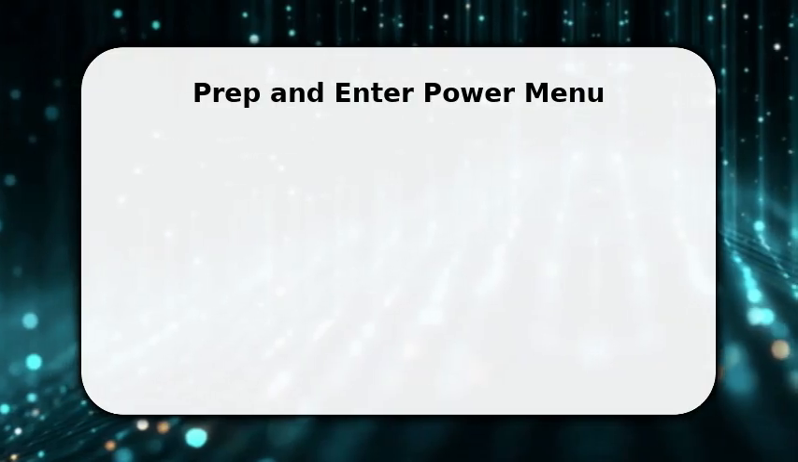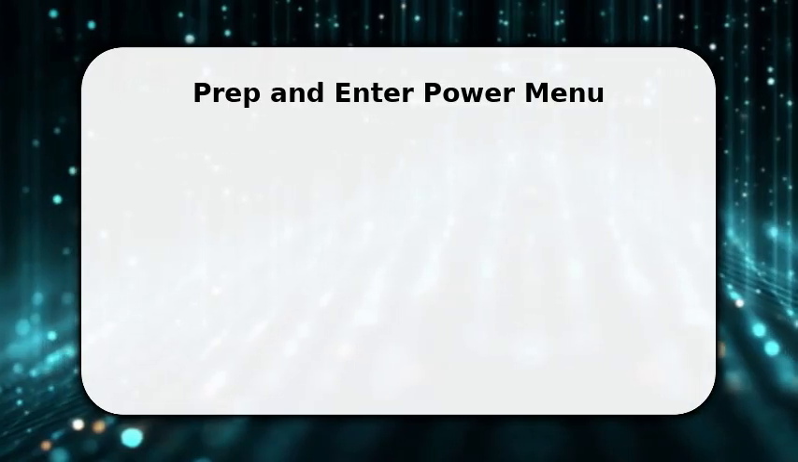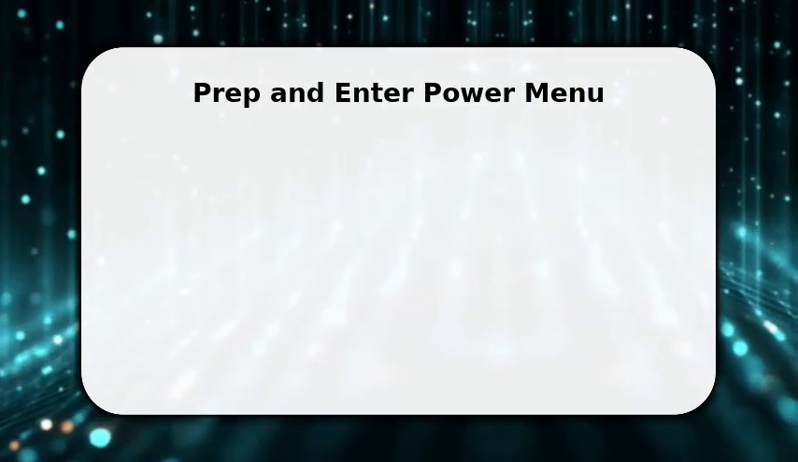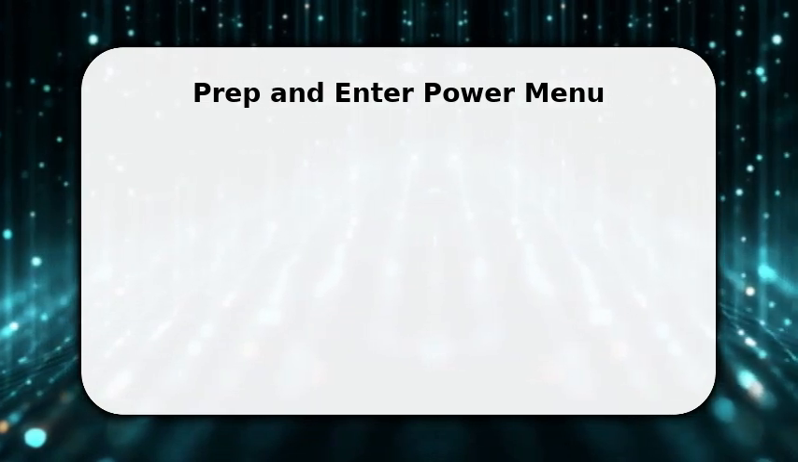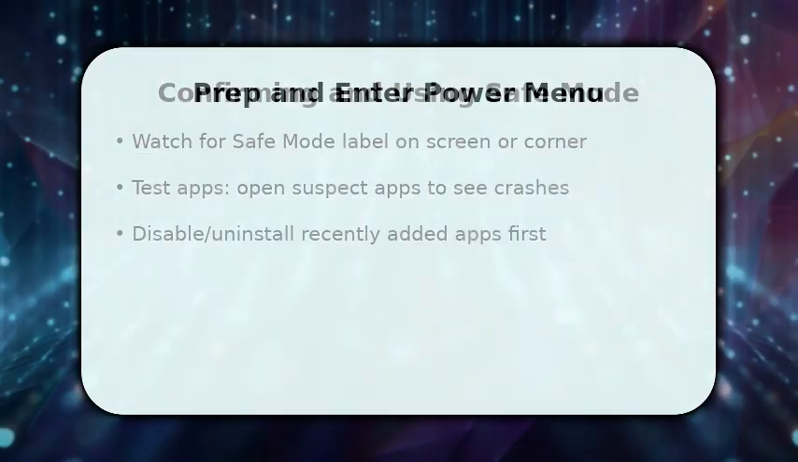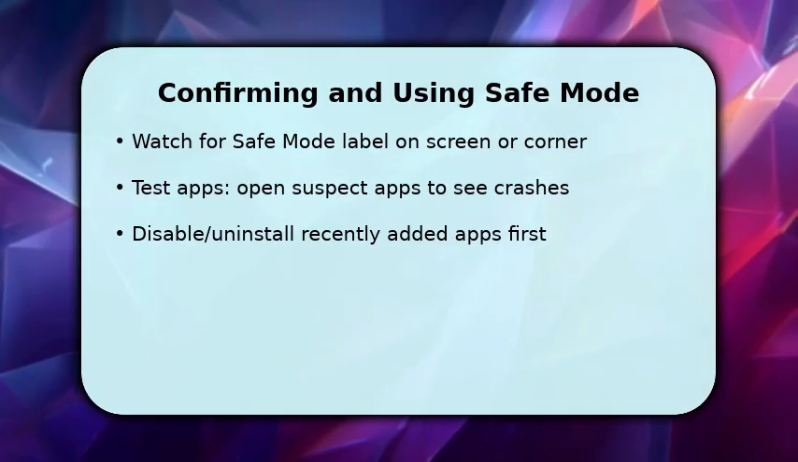You do this because safe mode disables third-party apps, isolating issues. When the prompt appears, tap OK or Restart to boot into safe mode and continue. Once the device restarts, verify safe mode by looking for the label in a corner or in Settings. This confirms third-party apps are disabled.